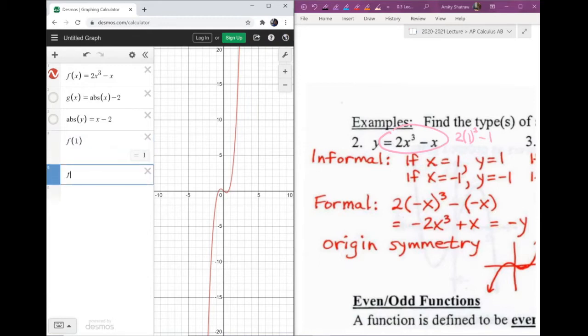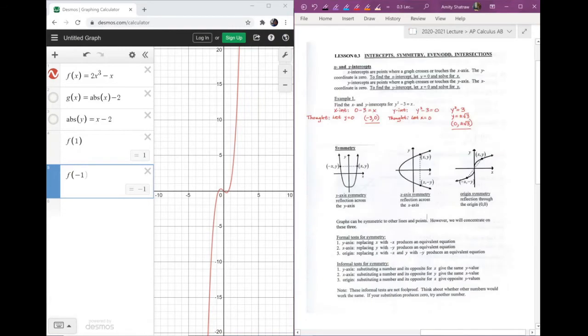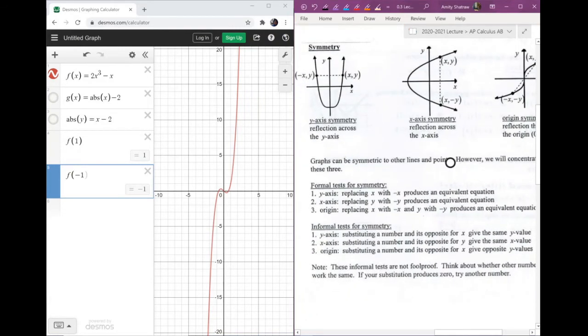It's 1. Well, what is f of negative 1? Shoot, that is negative 1. Yay! That means that we can look at this and say, ready? The informal test says that if we substitute a number and its opposite for x, it will give us the same y value. That would have been y-axis symmetry. That's not this. X-axis symmetry, substituting a number and its opposite for y gives the same x value. That's not this. No, we are right here, which is origin symmetry.